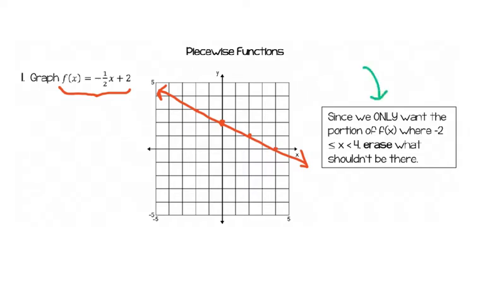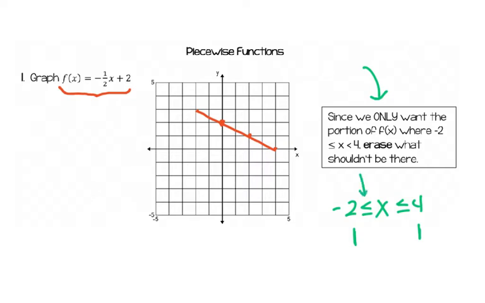So we're only going to want the portion of f of x where -2 is less than or equal to x is less than 4. Let me write this all in one line. That means anything between -2 and +4, I want. Everything outside of that, I do not want. So I'm going to erase everything after 4 and everything before -2. So that's the part of the function I want.